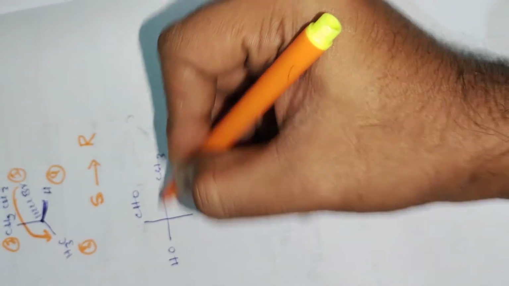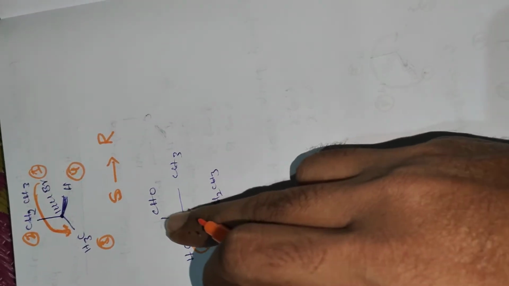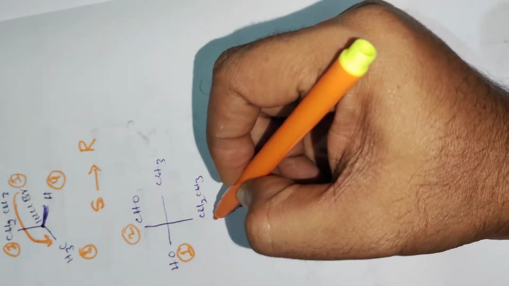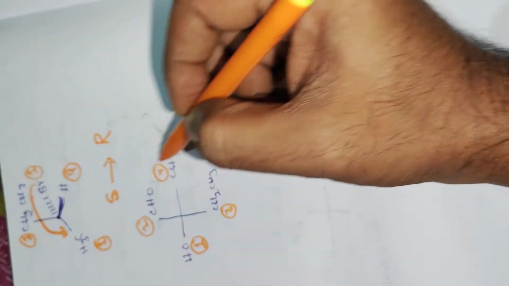Here also carbon, here also carbon. Here oxygen will be there, which means this is the first priority group. After that, here carbon attached to the oxygen means this is the second priority group. Next, this is the third priority group. This is the fourth priority group. 1, 2, 3 like this.